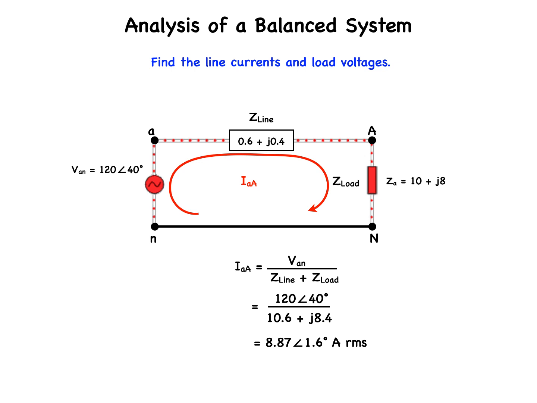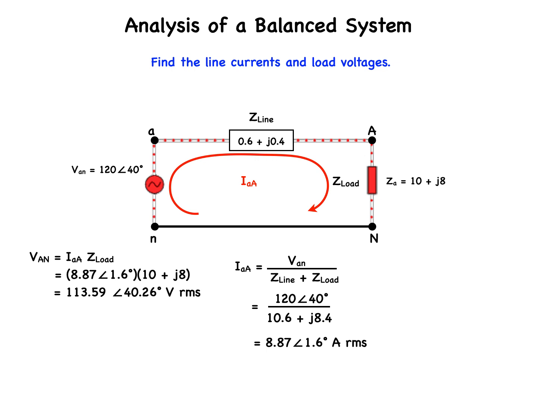Then the voltage drop across the load for this phase is VAN is equal to IaA times the load impedance. Again, plugging in our known values and converting all the phasors to polar coordinate notation to facilitate the calculation, we get 113.59 at 40.26 degree volts.